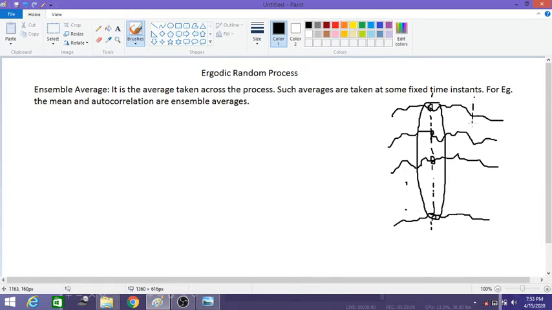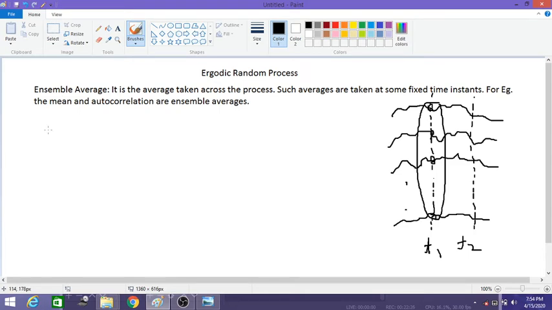Likewise, I can take it for any time instant. This time instant I call t1, and this other time instant I'll call t2. Like this, I can take n time instances and average all these. That is called an ensemble average. And mean and autocorrelation are the best examples of ensemble average.